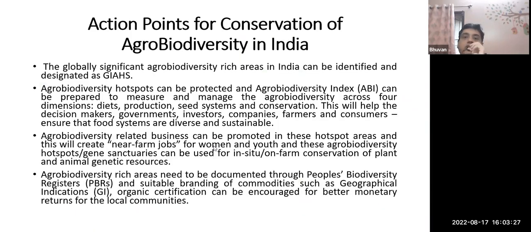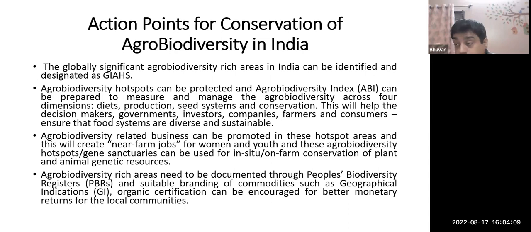Then we come to the action points for the conservation of agrobiodiversity in India, especially how we can conserve them. First, we can identify the various kinds of agrobiodiversity rich areas in India, and we can integrate them into globally important agrobiodiversity hotspots. Also, we can protect these hotspots by implementing the agrobiodiversity index. We can manage them through the scenario on the agrobiodiversity index, and also in the 4 dimensions, that is diets, production, seed system, and conservation.